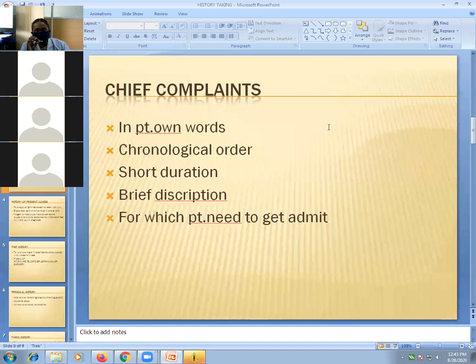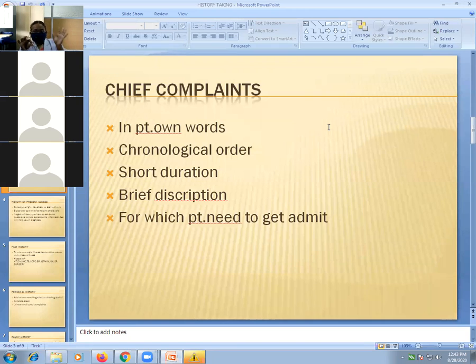Hemoptysis spelling is H-A-E-M-O-P-T-Y-S-I-S. That is hemoptysis, blood in the sputum. So about cough: dry, expectoration, color of expectoration, and history of hemoptysis. That is important. Blood in the sputum is called hemoptysis. So description of fever, description of cough.